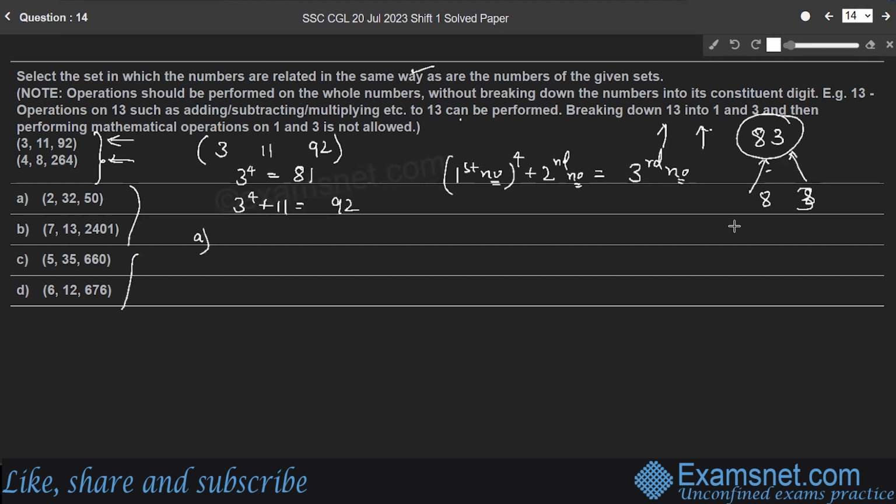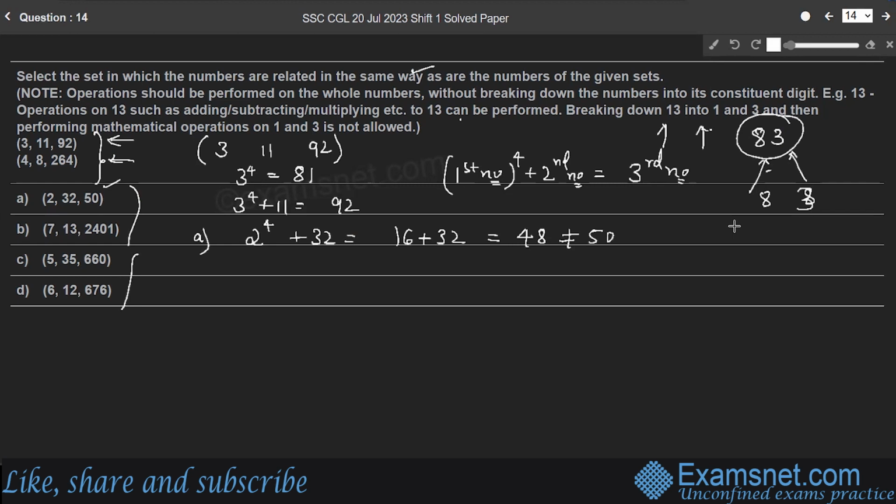Out of the given 4 options, which option follows the same logic that we need to find? Consider the first option, 2, 32, 50. Here take the fourth power of 2 plus 32. 2 raised to 4 is 16: 2 into 2 is 4, 4 into 2 is 8, 8 into 2 is 16. 16 plus 32 is equal to 48, which is not equal to the third number.